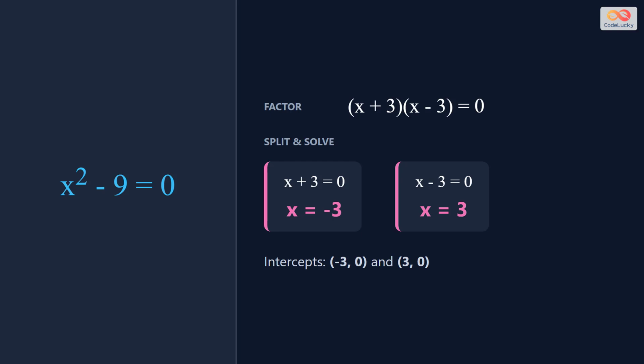Now we factor. x squared minus 9 factors into x plus 3 times x minus 3. Now we split them up. We set x plus 3 to 0, which gives us negative 3. We set x minus 3 to 0, which gives us positive 3. So our intercepts are at (-3, 0) and (3, 0).